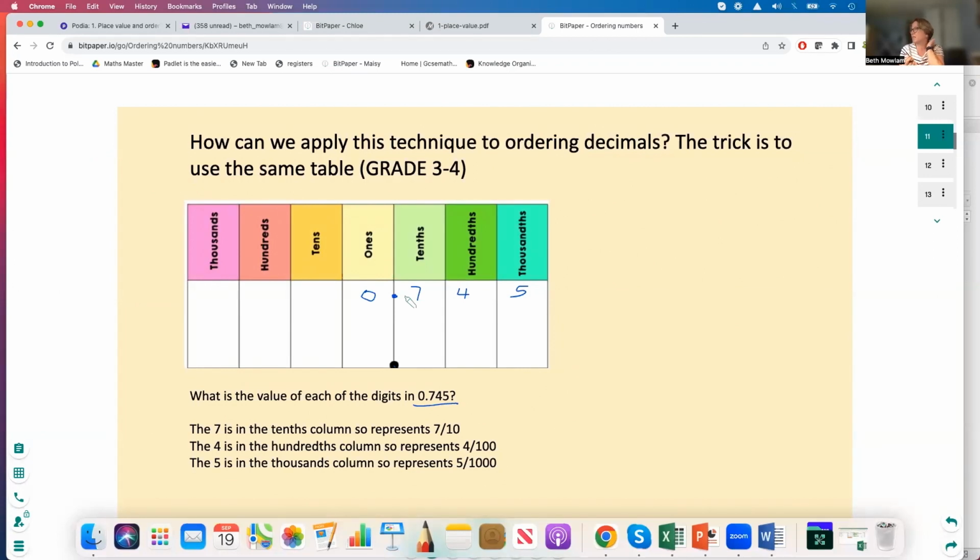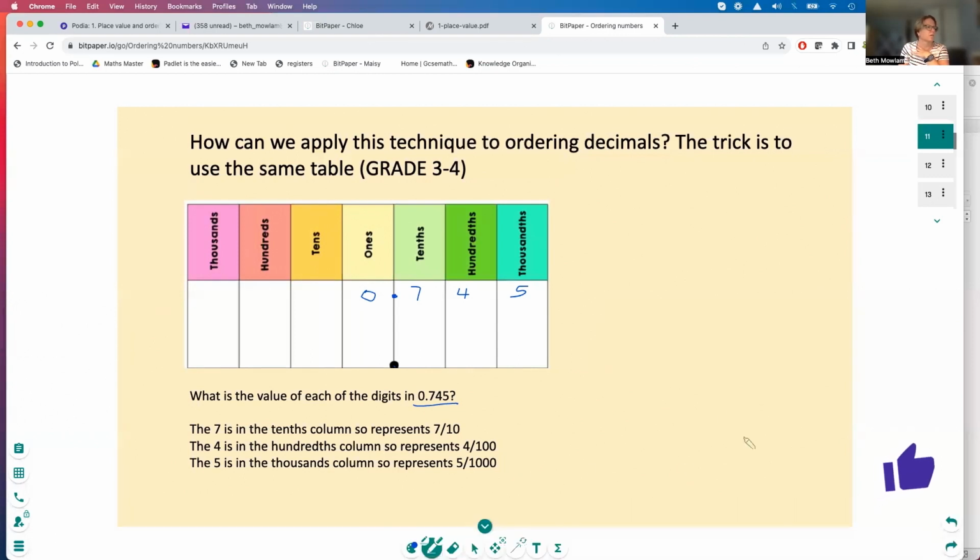I have seen this come up in the GCSE paper before, and I've seen a number of people not put the right answer there. So if it does ask you about the place value of a digit in the decimal part, you must write it as the fraction, like I've done here: 7/10, 4/100, 5/1000, and so on. So we're going to use these to help us order.